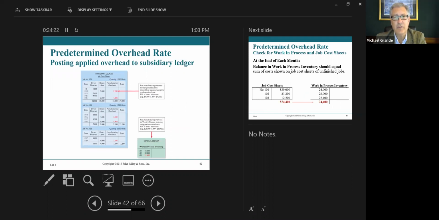So this is where they posted applied overhead to each particular job. On the left-hand side, you've got job 101, job 102, job 103. For job 101, there's direct materials of 12,000, direct labor, 15,000, manufacturing overhead of 12,000, total cost, 39,000. Job 102: direct materials, 7,000, direct labor, 9,000, manufacturing overhead, $7,200, total cost, 23,200. If you look at all the manufacturing overhead, you've got 12,000, 7,200, 3,200 for each job. It will add up to that third entry for 22,400.